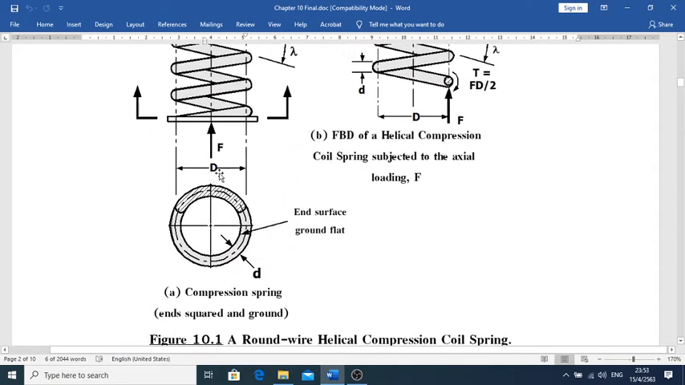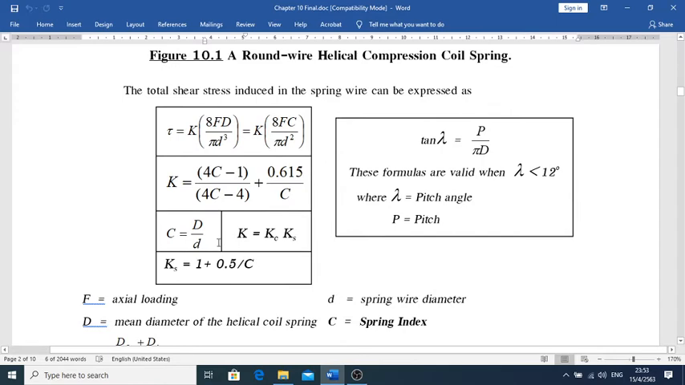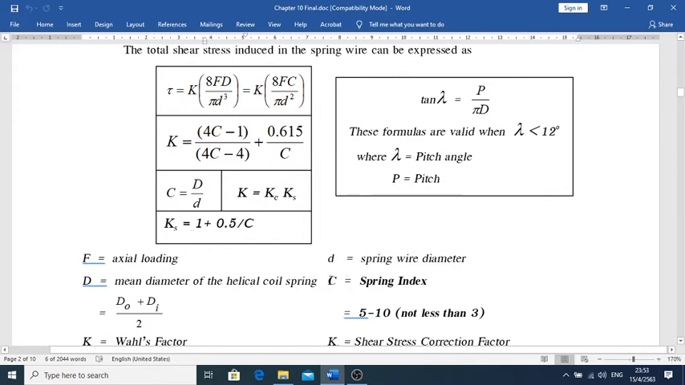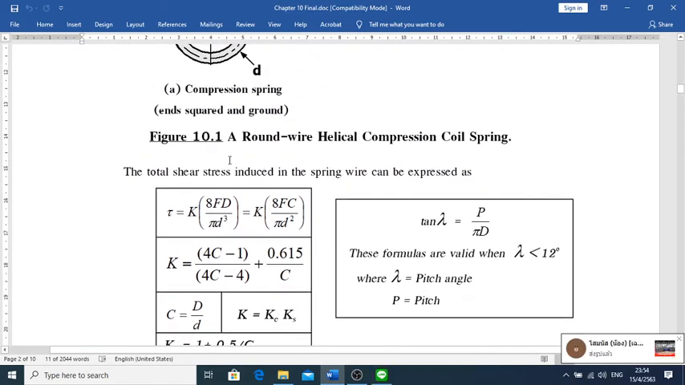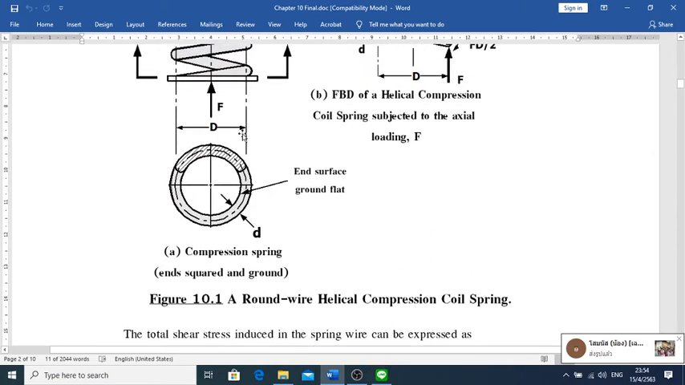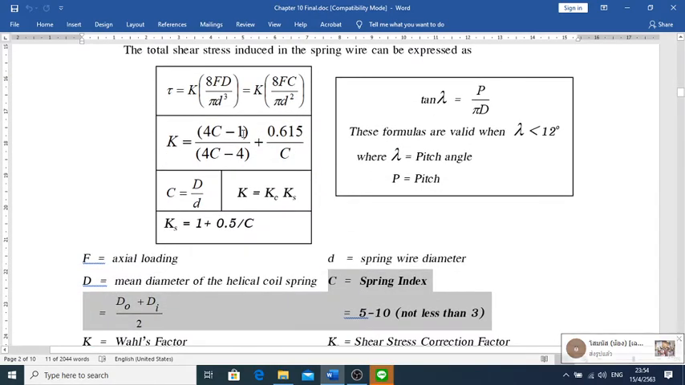You may notice the D over small d is the spring index. The spring index is recommended to be 5 to 10, and not less than 3. If the capital D is large, then the C term goes up. So the capital D is large, and therefore the coil spring is going to be short and large.